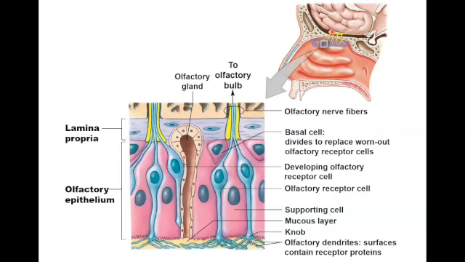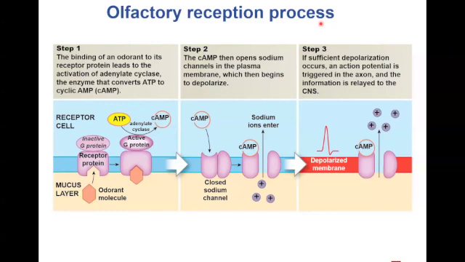Question? So is ATP what activates the G protein then, like the conversion to cyclic AMP, or what is it that activates it? The odorant? Yes, the odorant is what's going to activate the G protein molecule. The G protein molecule is what's going to then convert the ATP into cyclic AMP. The cyclic AMP is what then activates the sodium channel to open up, which causes the depolarization. And then was there another question?